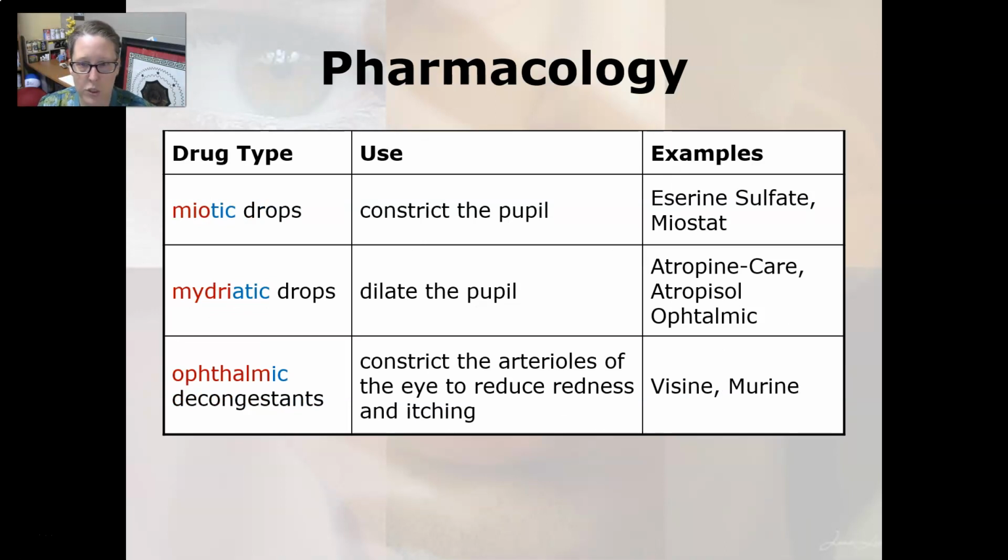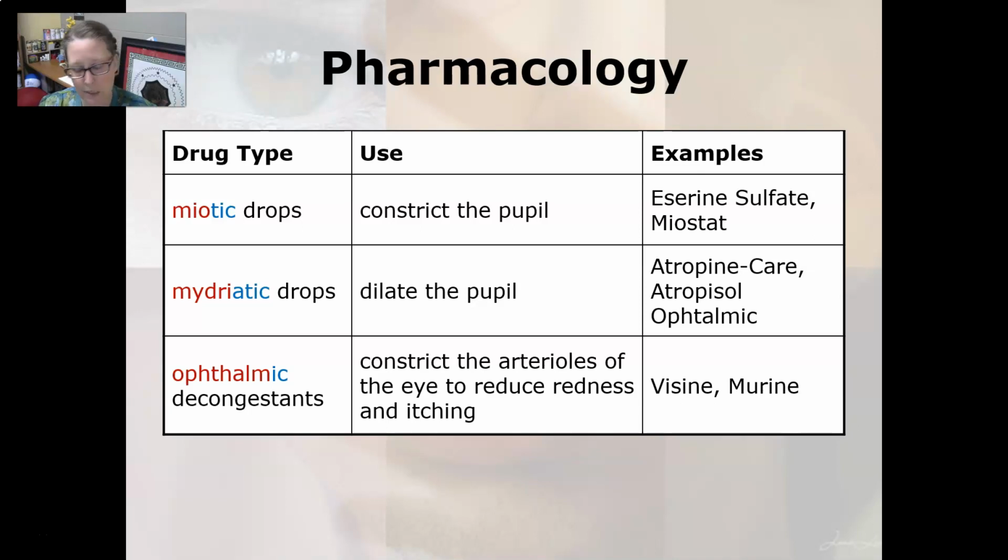Miotic drops constrict the pupil, like Eserine sulfate and Miostat. And mydriatic drops dilate the pupil, like Atropine Care and Atropisol Ophthalmic. Atropisol Ophthalmic is two words, but one medication. And then lastly, we have ophthalmic decongestants, and they constrict the arterioles of the eye to reduce the redness and itching, like Visine and Murine.